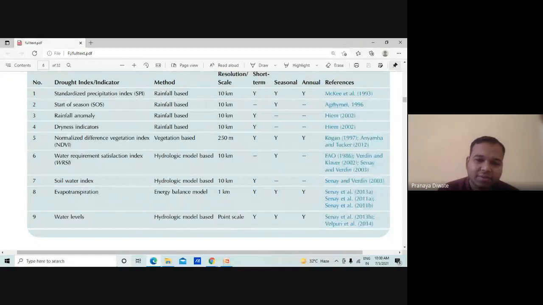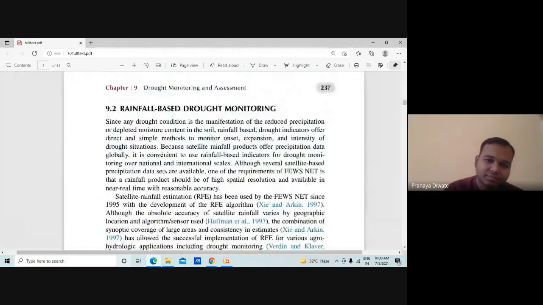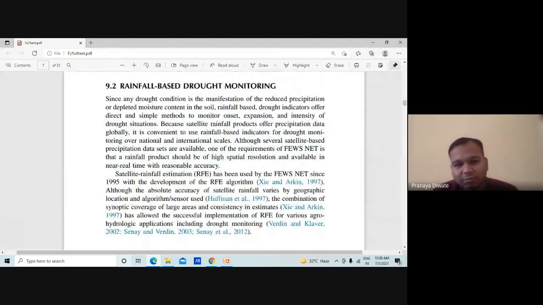The index, which is hydrological-model based, has a 10-kilometer resolution. Then you have the soil water index. Then you have evapotranspiration and water level. So this is what it is all about, the drought indexes which we use. Now we see, one by one, how drought can be monitored.